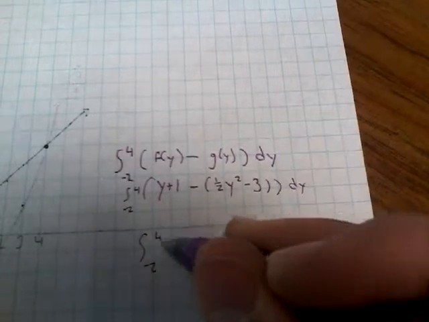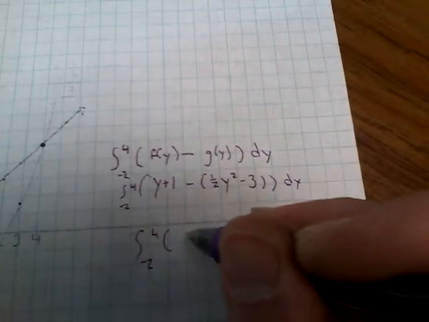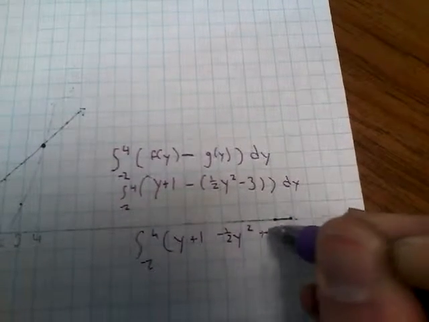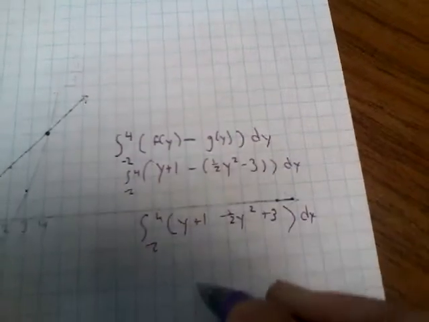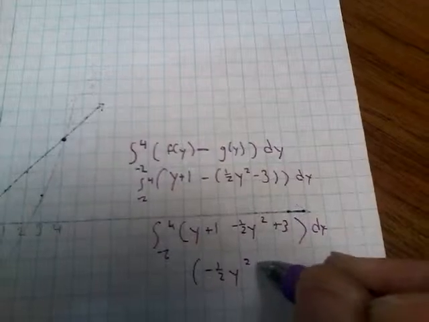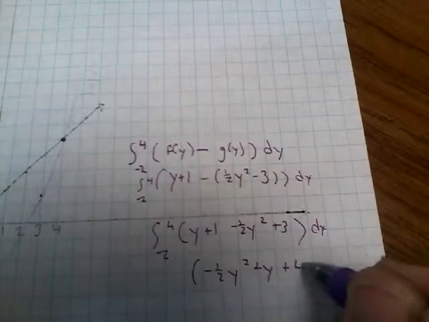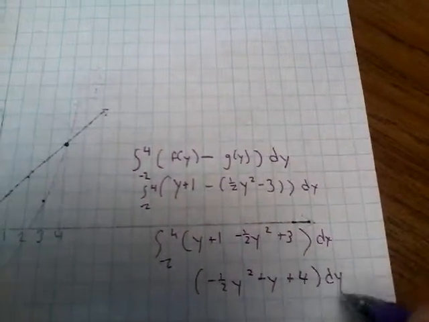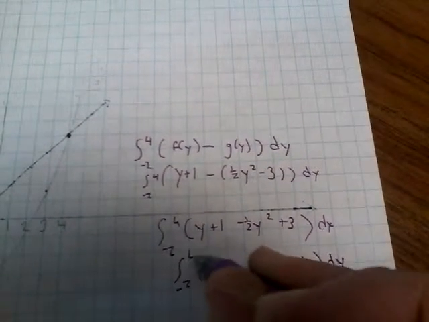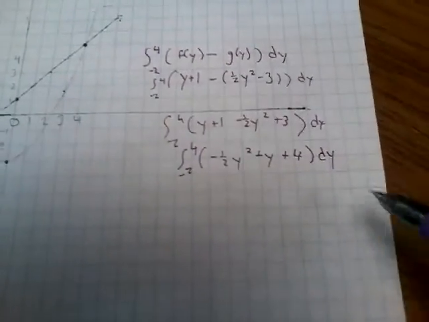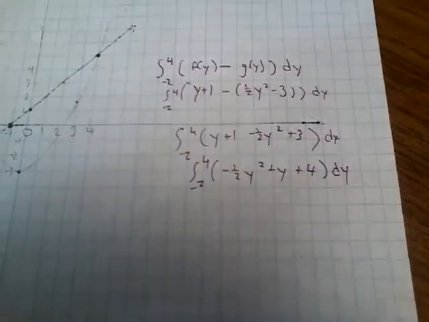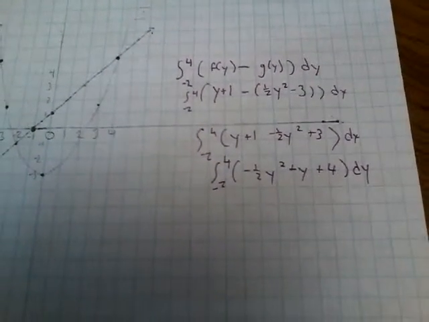Now it's all integration. We're going to distribute the minus, do a little simplifying. At this point, we're just going to do some antiderivatives, plug in 4, plug in -2, subtract the results. You can do that on your own.